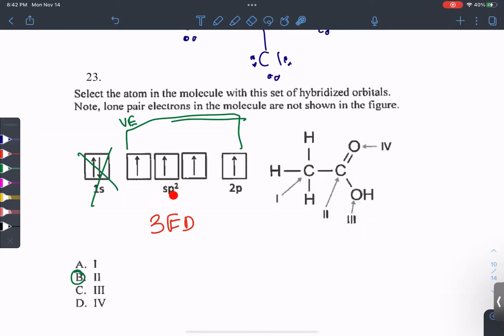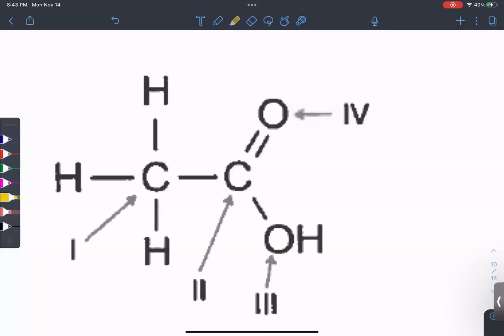So it's sp2, indicating 3 electron domains on carbon. There are 3 unpaired electrons in sp2 hybrids. So how many sigma interactions can this atom make? 3. Look at this carbon atom. How many sigma interactions is it making? 3. There's 1 right here, 1 right there, and 1 right there.